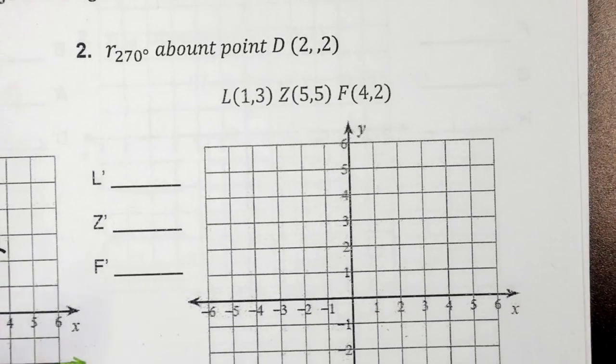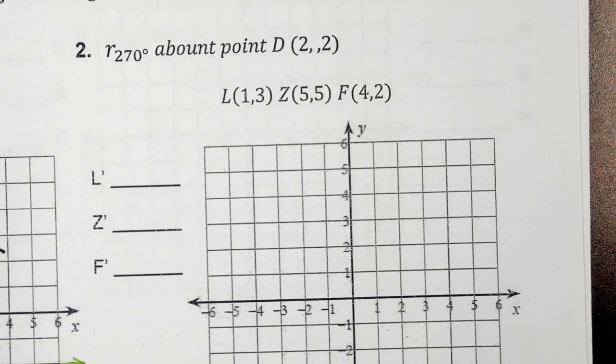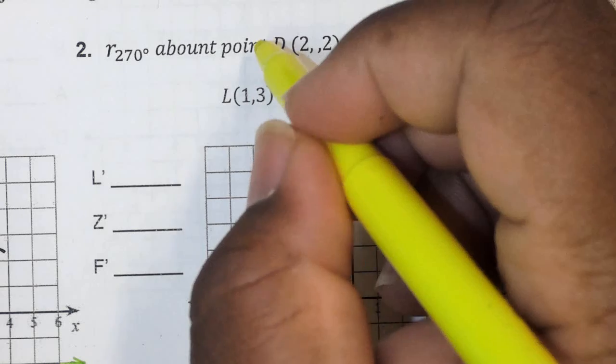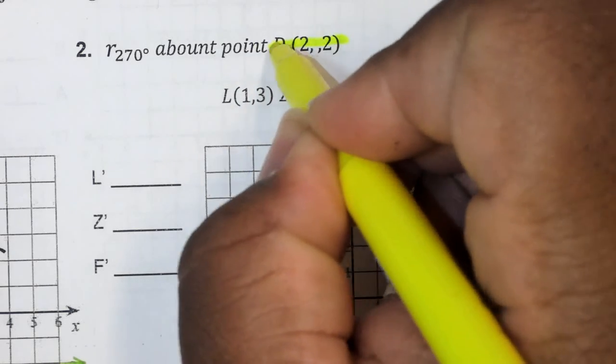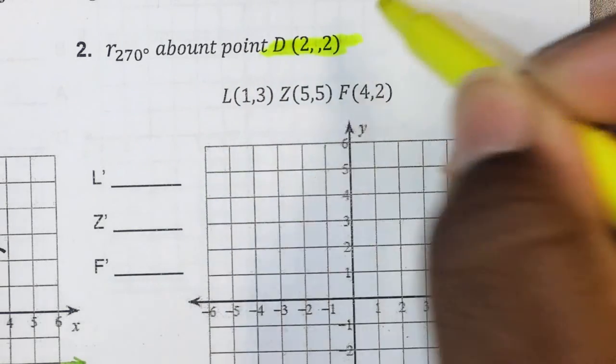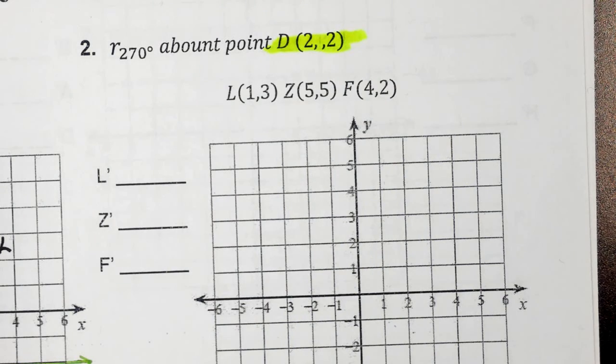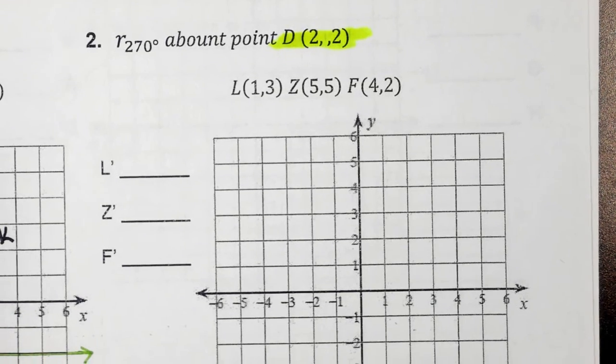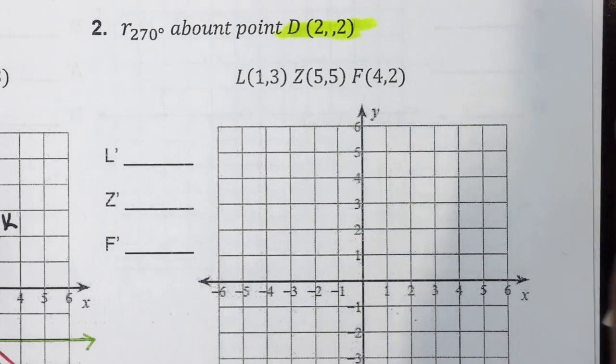Number 2, rotate 270 degrees about point D. They want us to rotate this figure LZF. So the only difference between this one and the first one, and this is how you'll see it most of the time, is that your point of rotation is a point that they give you, and it's not a part of your figure. Your center of rotation is just a point on the graph. My figure is LZF. D is just a point on the graph they want us to rotate around. So this one is going to be a little different than the first one because that point D is not going to be connected to our actual figure.